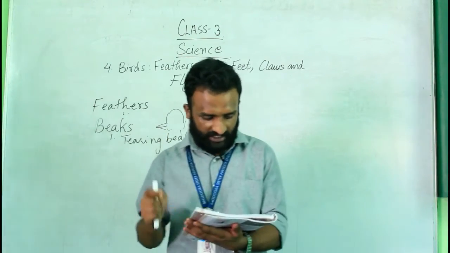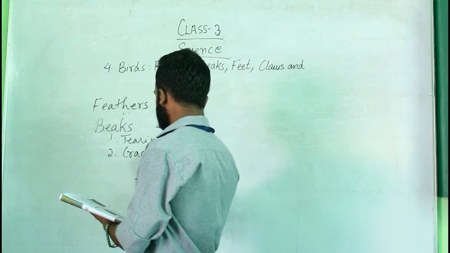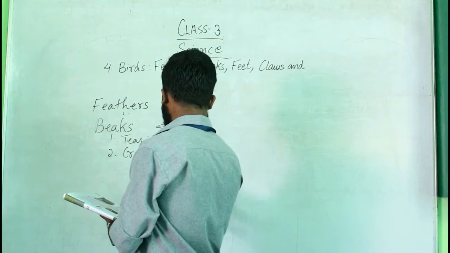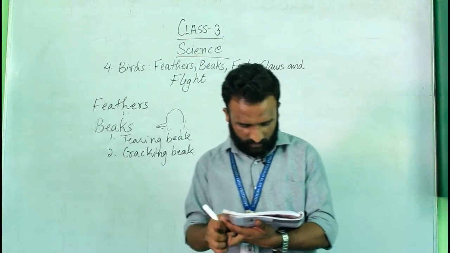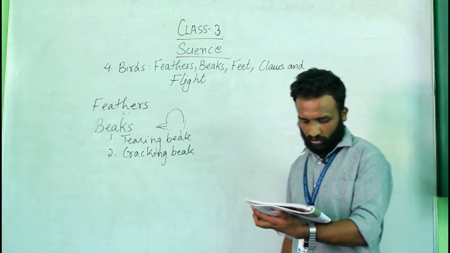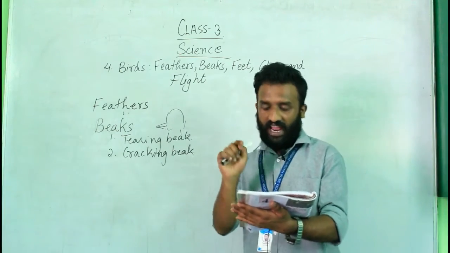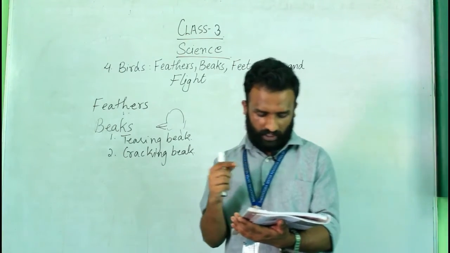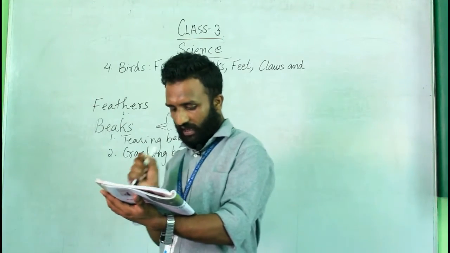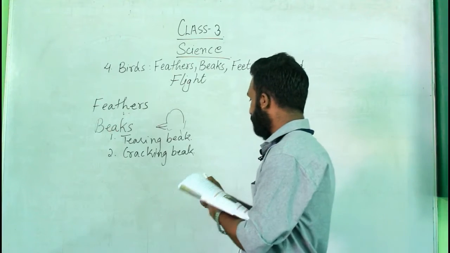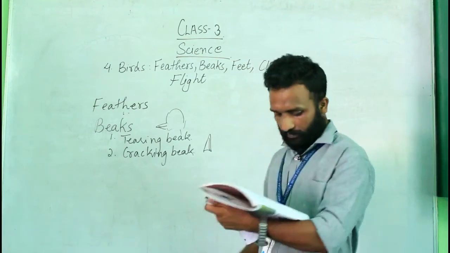The next one is the cracking beak. What is the cracking beak? Sparrows and cardinals crack seeds and nuts with their short cone-shaped beaks. These birds crack the seeds and nuts for eating. The shape of their beaks is cone-shaped.